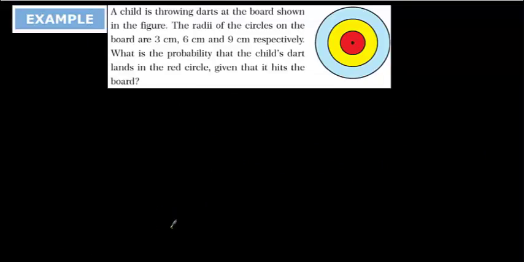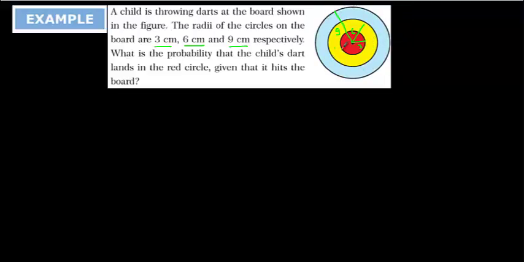Okay. A child is throwing darts at a board shown. In this question, they are asking, a child is throwing the darts, and what is the probability the child's dart lands in a red circle? To hit the red circle we are looking for, and extra information, all the radii are given here, 3, 6 and 9 centimeters, which means for the red one it is 3, for the yellow one it's going to be 6, and for the blue one the radius is going to be 9. So what is the probability of this one?